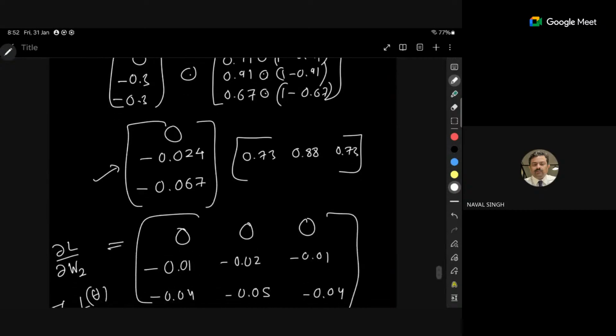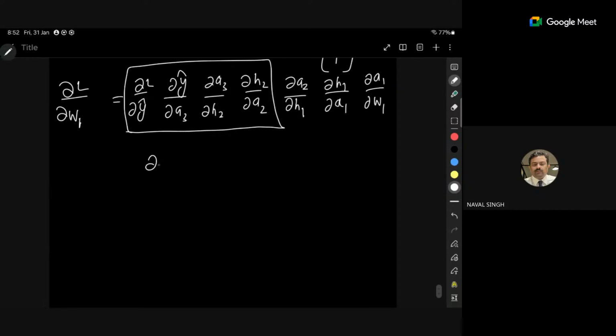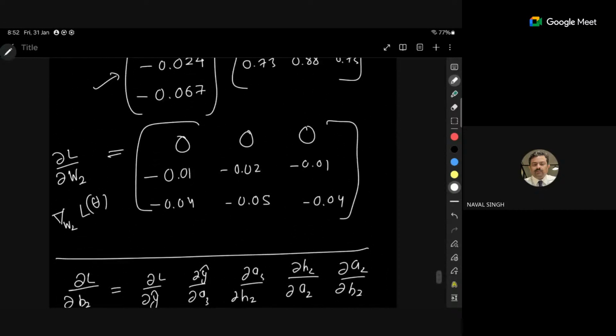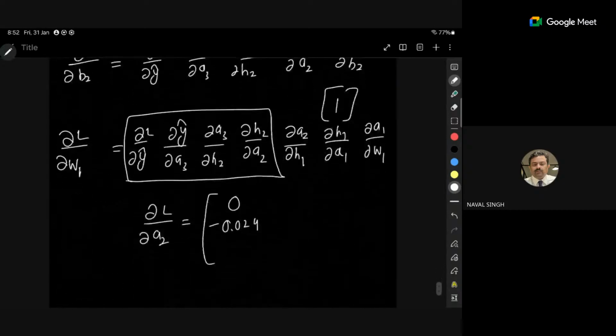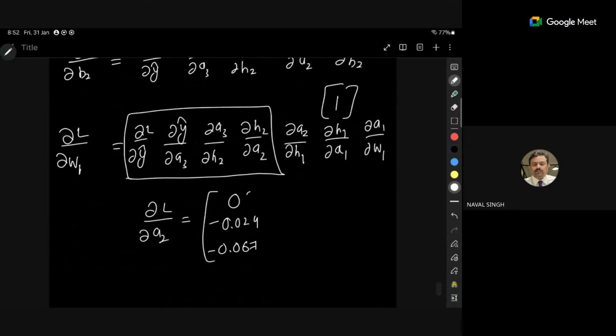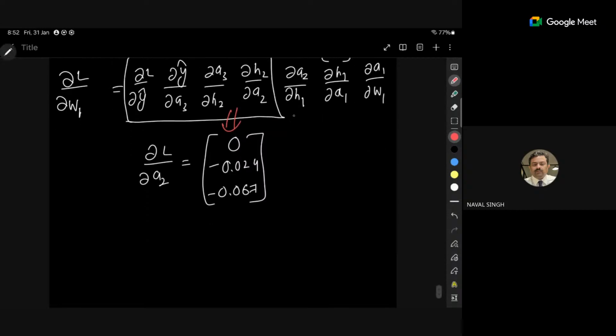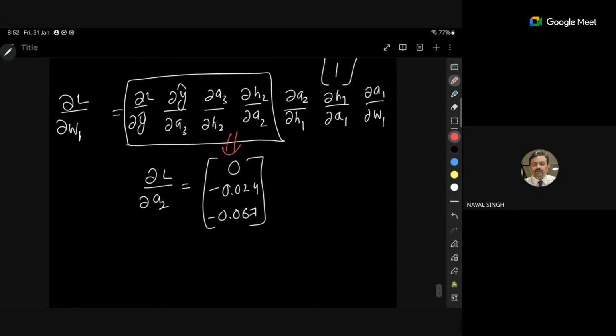I think this value is 0, minus 0.24. This is del L by A2, which is 0, minus 0.024, and minus 0.067. So this is what we have. Clear. Now we are yet to figure out only these three components. This H with respect to H1, what will you get? A2 with respect to H1.